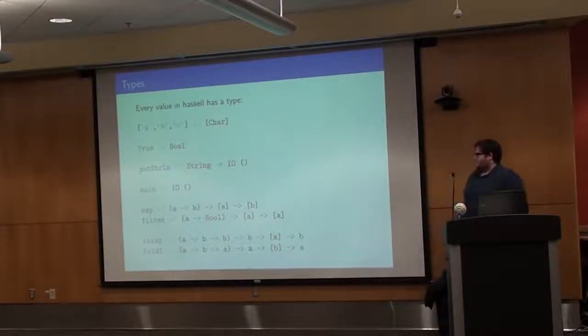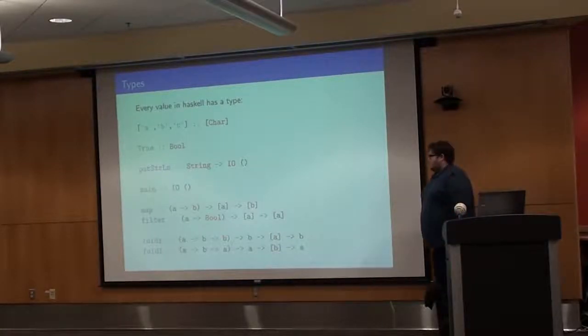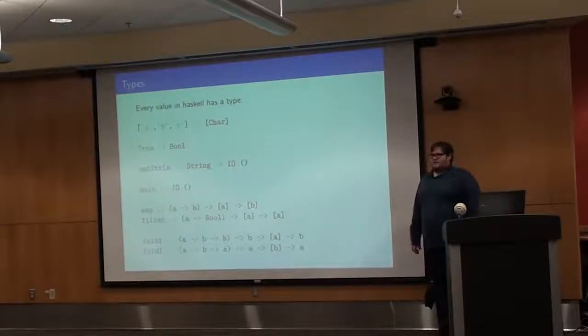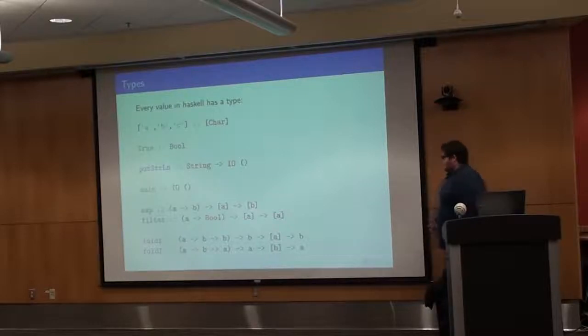So filter is similar to map. It applies a predicate, a function from a type A to a Bool, and filters out all the things that don't satisfy the predicate. foldr and foldl are sort of accumulator functions. They do some operation on the elements of the list and accumulate them into another value. The main difference is that foldr does its operation associated to the right, and foldl does its operation associated to the left.